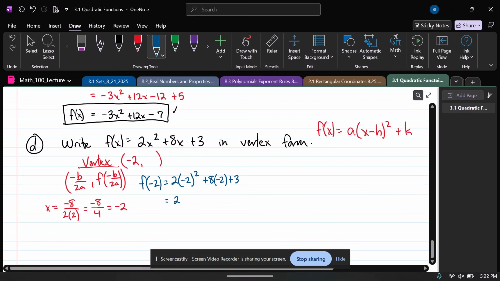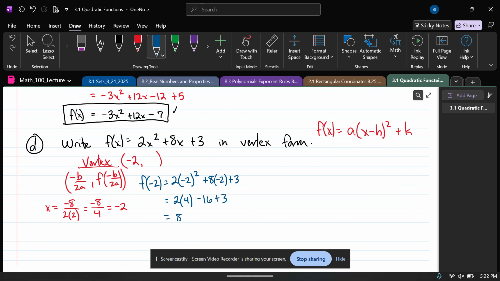So that's going to be 2 times 4 minus 16 plus 3. That's 8 minus 16 plus 3. 8 minus 16 would be negative 8 plus 3 is negative 5. So the y value of the vertex is negative 5. That tells me h is negative 2 and k is negative 5. Those are 2 of the 3 key pieces to vertex form. Vertex form, I need A, I need H, and I need K.